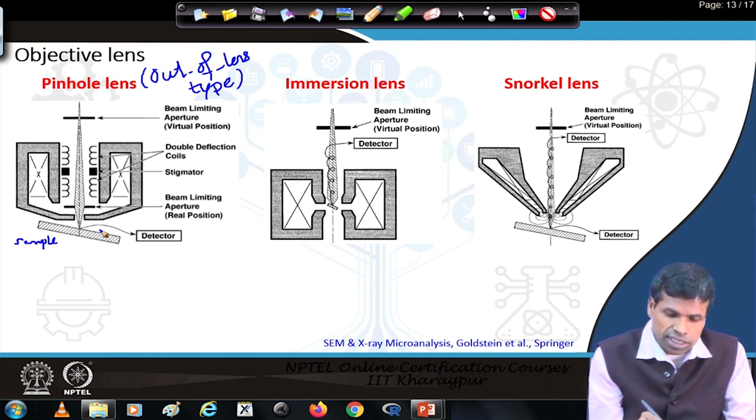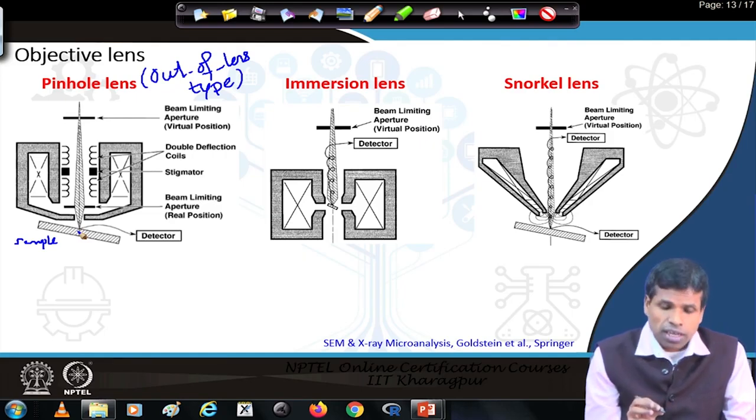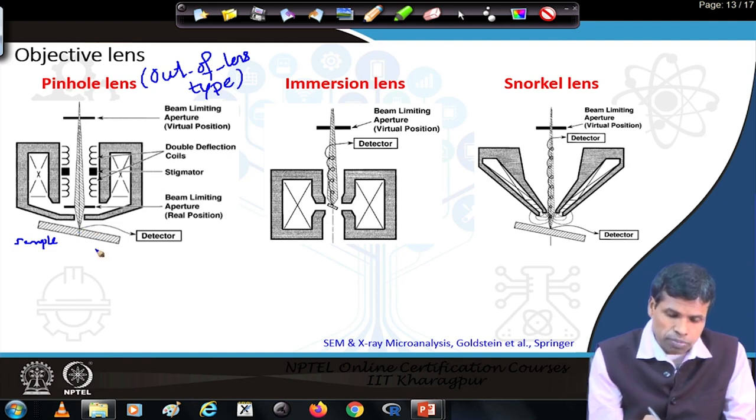So, working distance is the distance from the middle of the objective lens to the specimen surface. That means from where the electron beam starts to bend to the focus point is our working distance. Because here the sample is placed outside the lens system, we cannot have a very small working distance, and we will see what the consequence of that is. But this out of lens or pinhole lens has two advantages. Here the sample is placed outside the lens system, therefore there is no limit to the sample size.